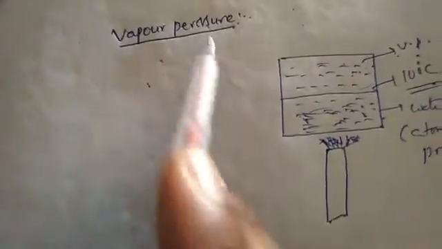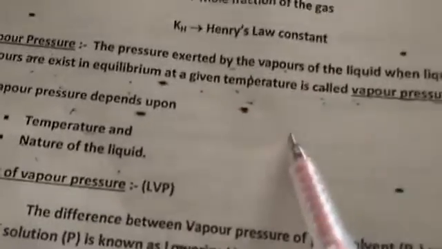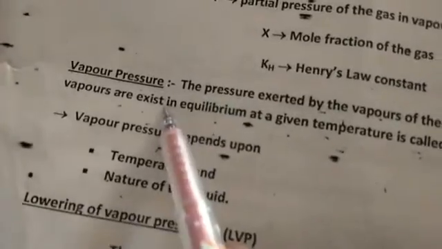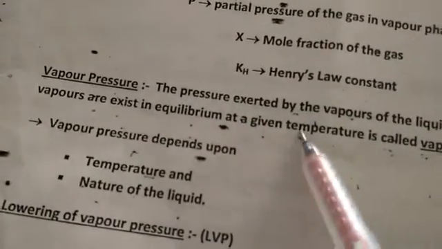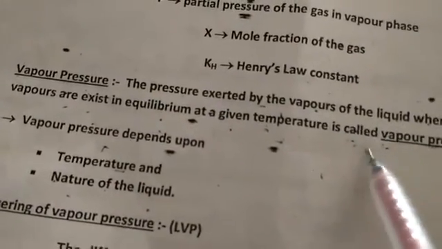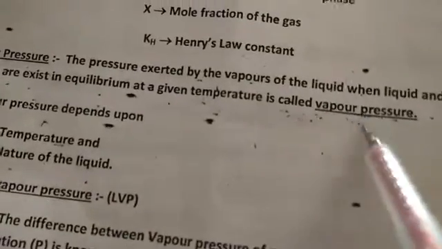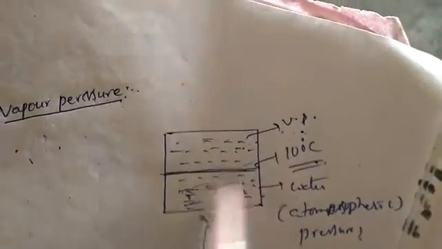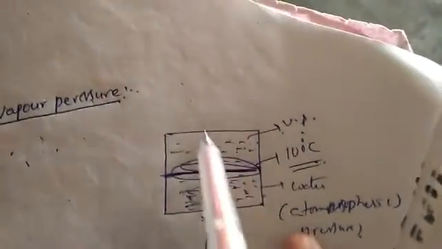So what is vapor pressure? The pressure exerted by the vapors of a liquid when the liquid and its vapors exist in equilibrium at a given temperature is known as vapor pressure.